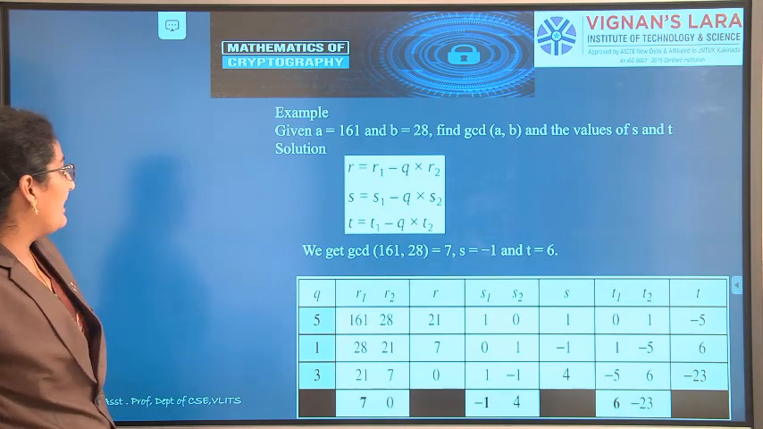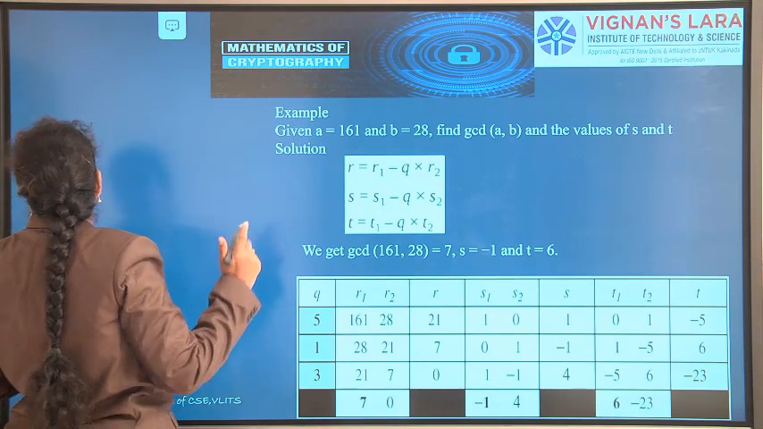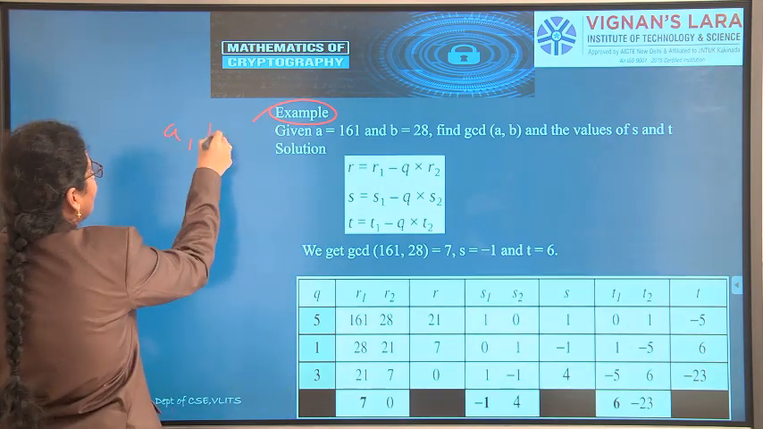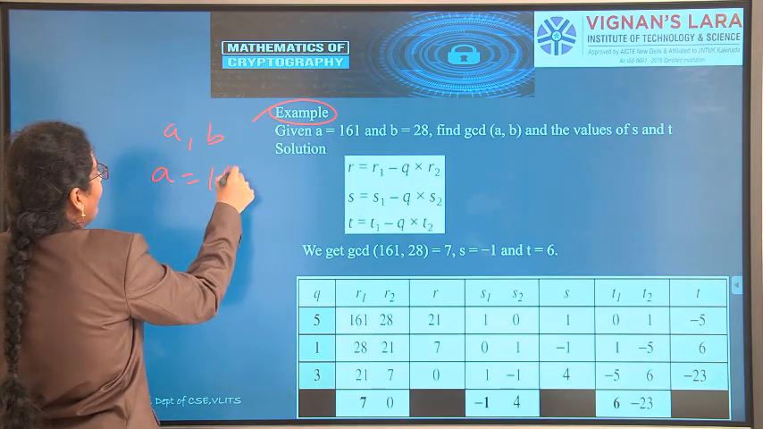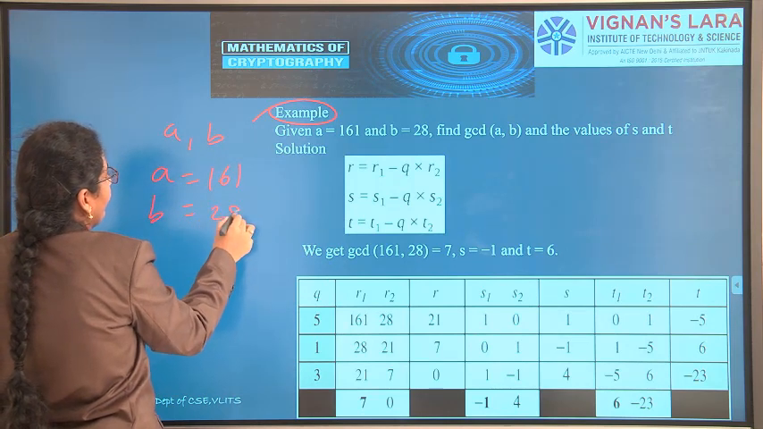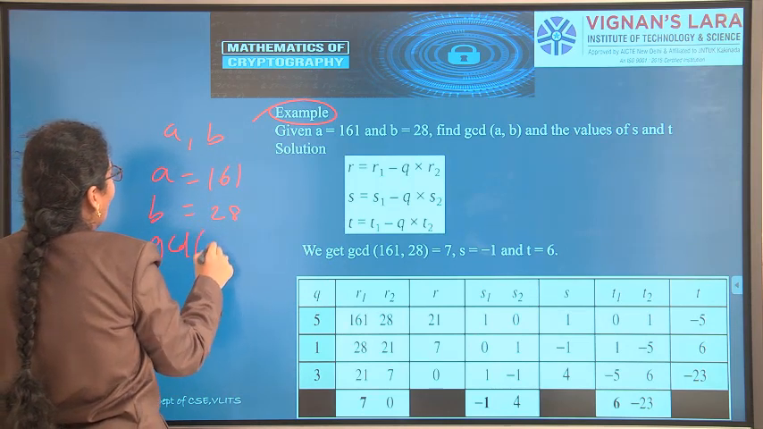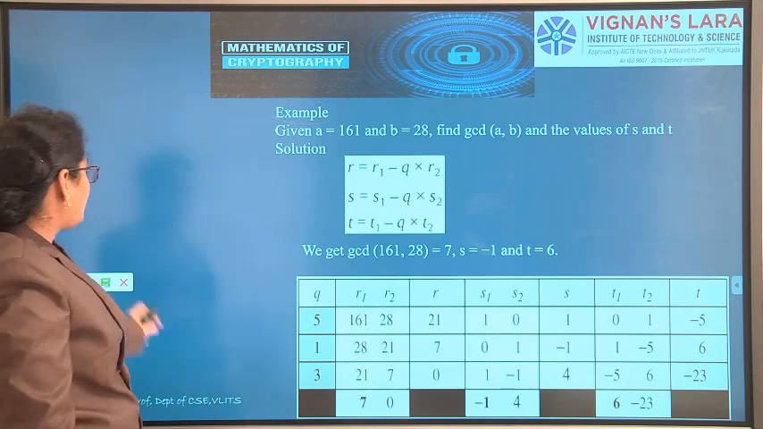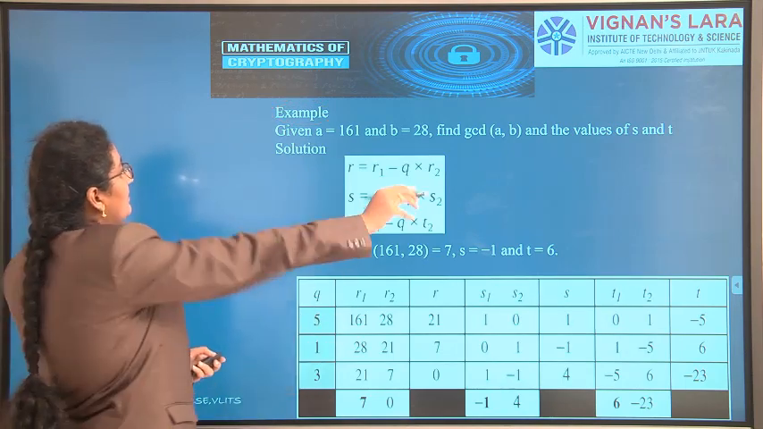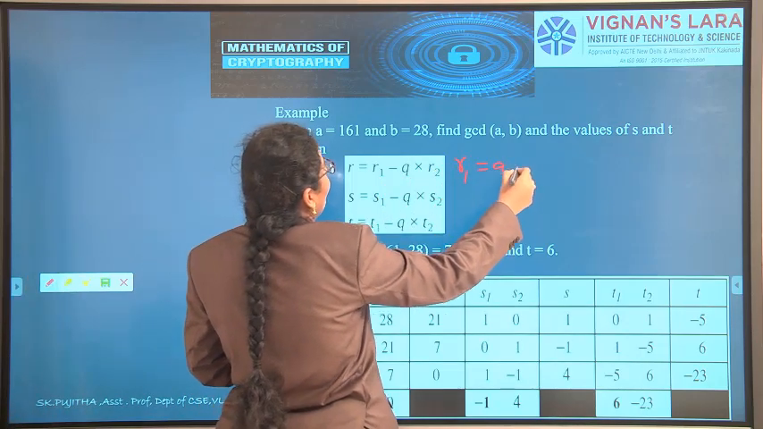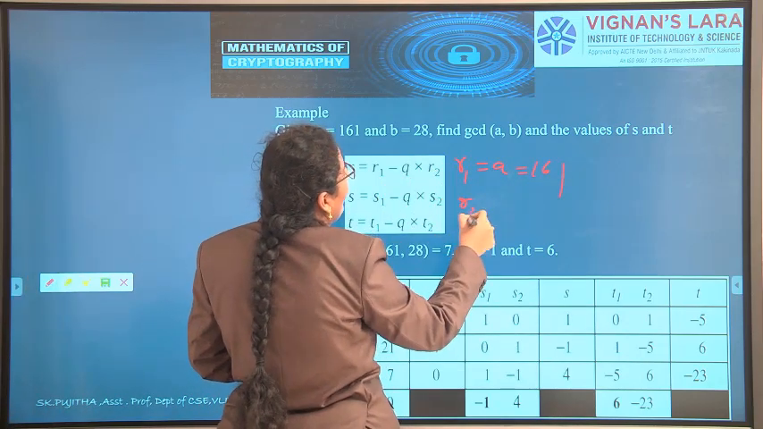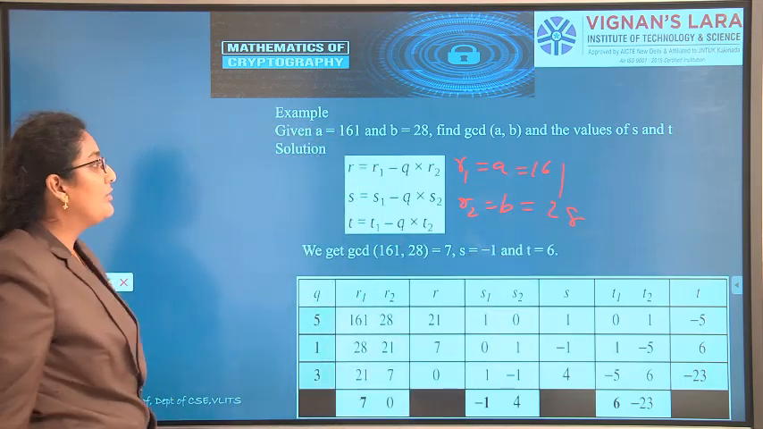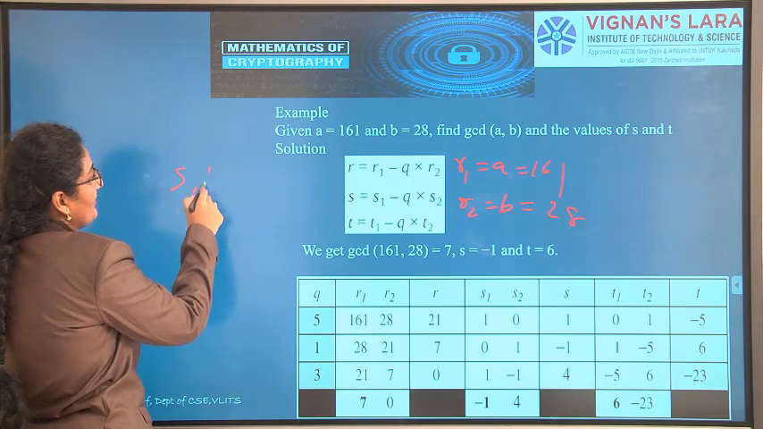Here we are performing an example. Let us see the example for extended Euclidean. We have taken two positive integers A and B. A equal to 161, B equal to 28. Now you should perform GCD of 161, 28. See, R1 equal to A equal to 161, R2 equal to B equal to 28, and you also have to find the values of S and T.